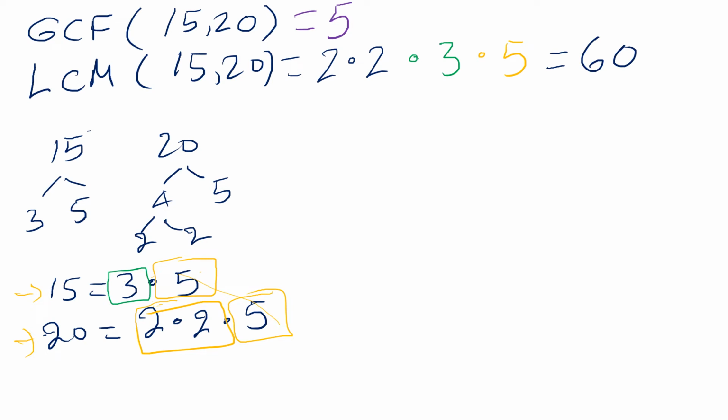So if I list the multiples of 20 and the multiples of 15, the lowest multiple at which they will intersect is going to be 60. All right, so this method is pretty good, and if you use it for GCF and LCM, you'll understand the difference between the two. And of course, if you're teaching it, you do these back to back, so there is a good clarification between the two.